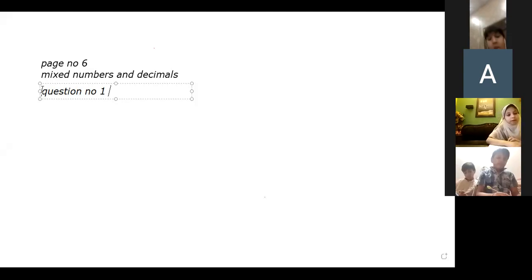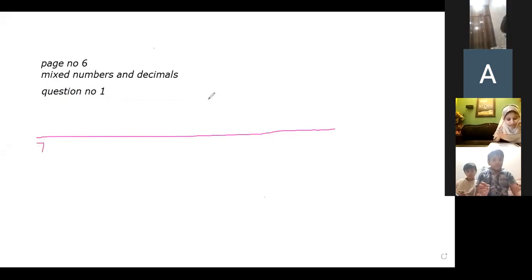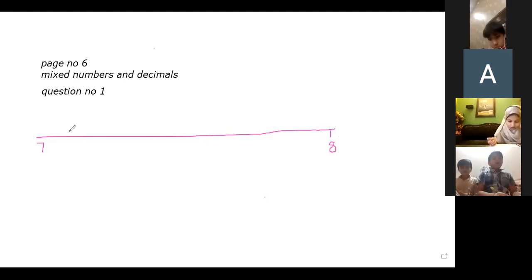Okay, first I'm going to tell you the first one, starting from 7 to 8. The rest you have to do by yourself. This number line starts from 7, and it does not end on 8, it ends on 10. But I'm just going to tell you from 7 to 8. You can see in your books, it starts from 7. Please count the lines between 7 and 8. How many small lines are there between 7 and 8?